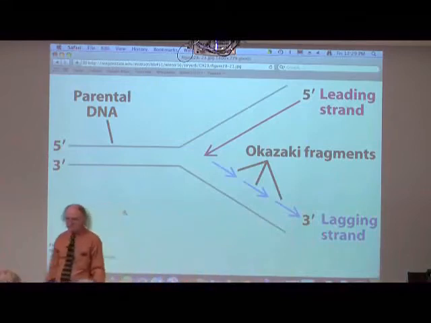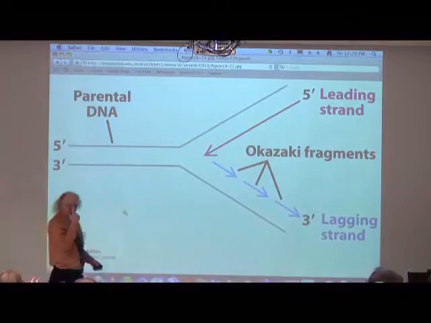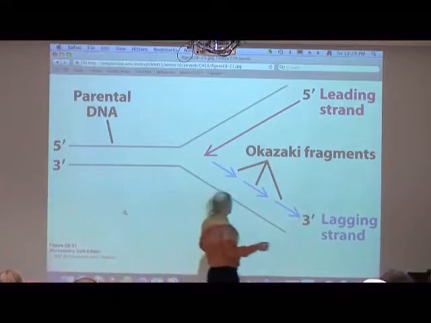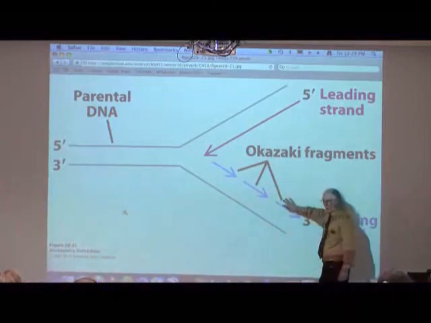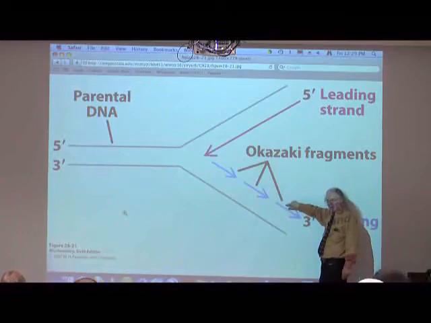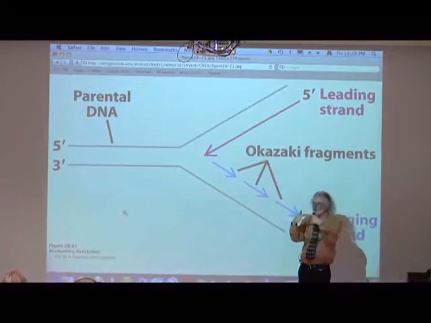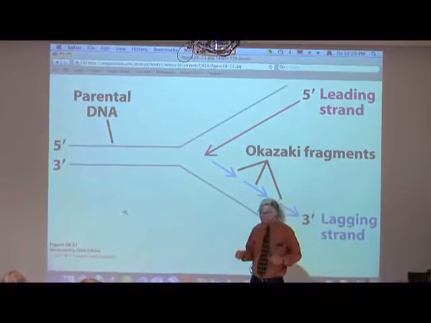Yes, Carl. So the gap between the two, is there missing nucleotides, or are you just saying it's the two right next to each other? Okay, good question. So the gap is not missing nucleotides. What it is, the 3' hydroxyl is sitting right next to the 5' phosphate, but they're not joined. Okay? That's what it is. But there's no missing nucleotides. It's just those two things haven't been covalently linked together. Okay? Good question.